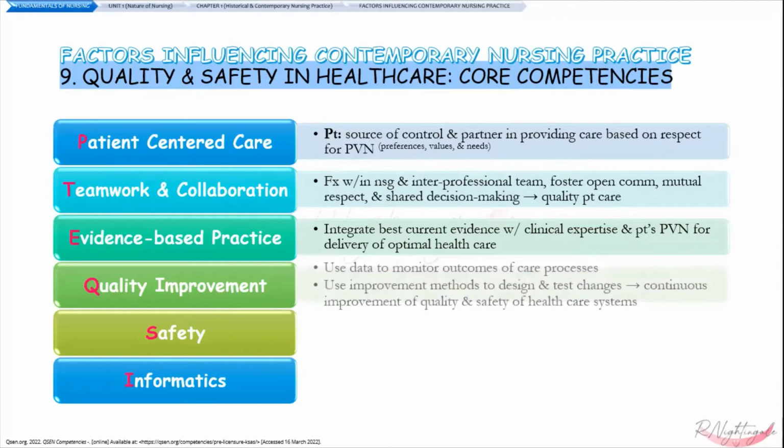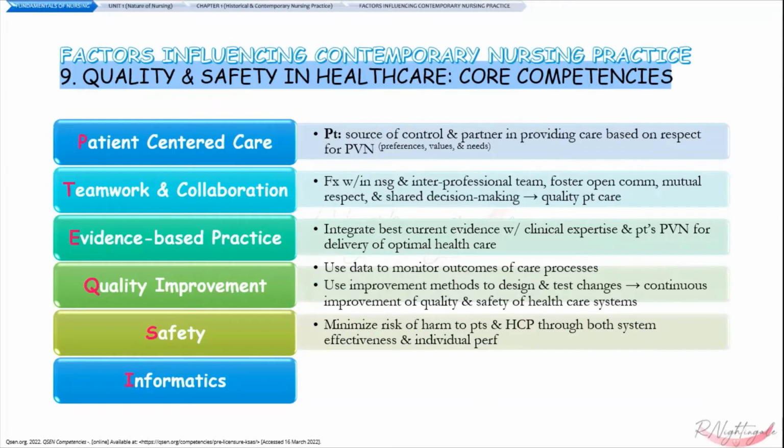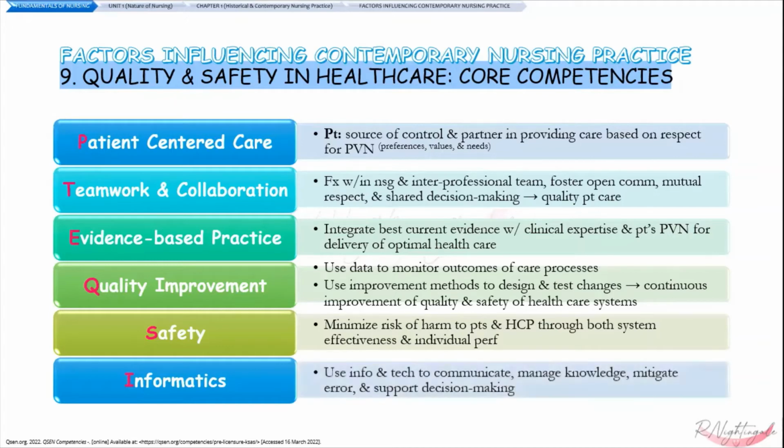Next is quality improvement. Quality improvement uses data to monitor the outcomes of care processes and use improvement methods to design and test changes to continuously improve the quality and safety of healthcare systems. Next is safety. Safety minimizes risk of harm to patients and providers through both system effectiveness and individual performance. And lastly, informatics. Use information and technology to communicate, manage knowledge, mitigate error, and support decision making. Okay, you can use the acronym QSPITE for this.